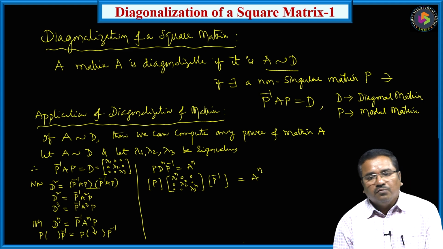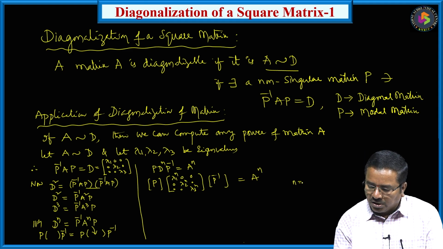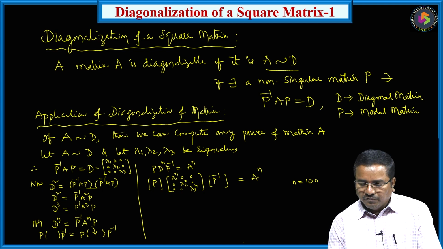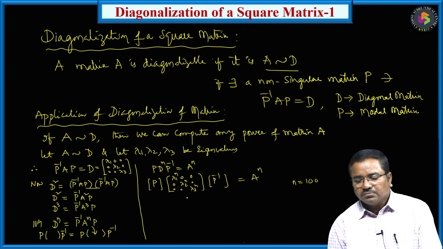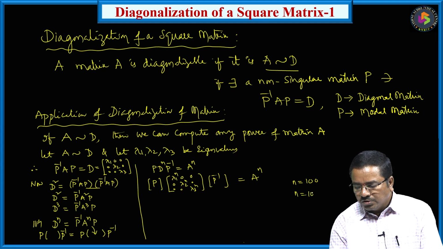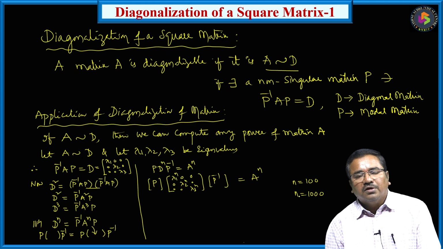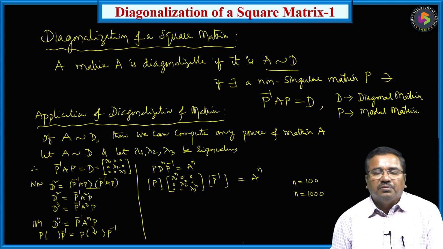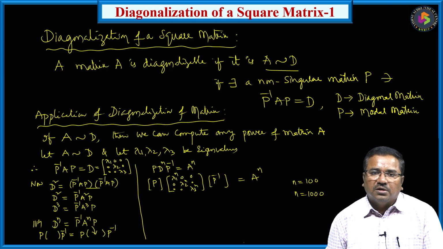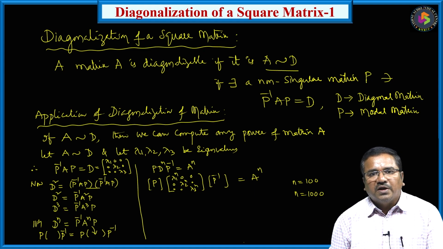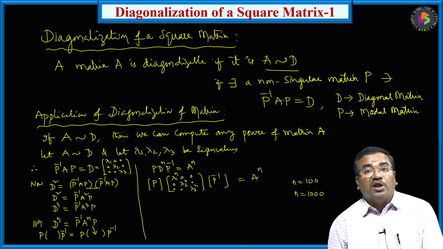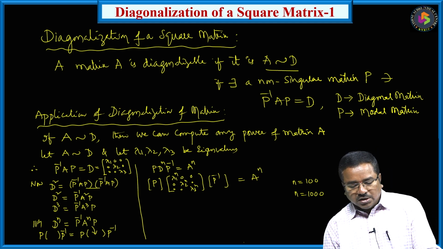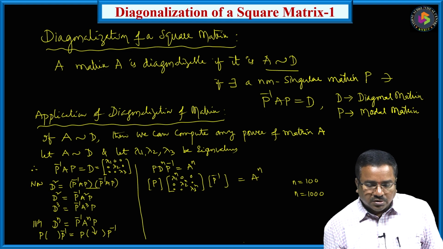Now, if you take any value of n, suppose n is equal to 100, substituting 100 and just multiplying these three matrices will give A to the power of 100. Even if you take n equal to 1000, we can compute it very easily, just by multiplying the three matrices. So this is the use of diagonalization of a matrix. If the matrix is diagonalizable, we can calculate the power of a matrix very easily, but this is valid only for a diagonalizable matrix. We cannot apply it to a non-diagonalizable one. Okay. So we will do the problems in the next lectures.